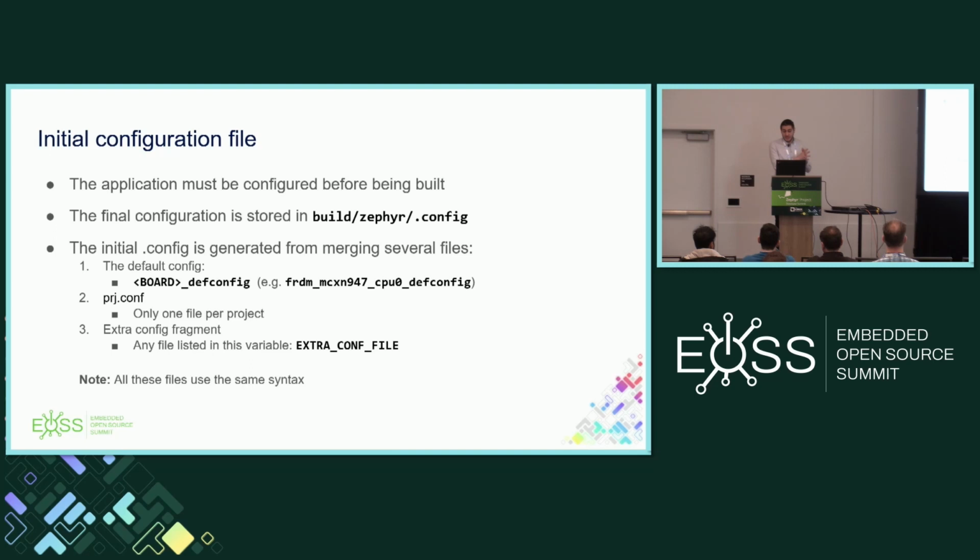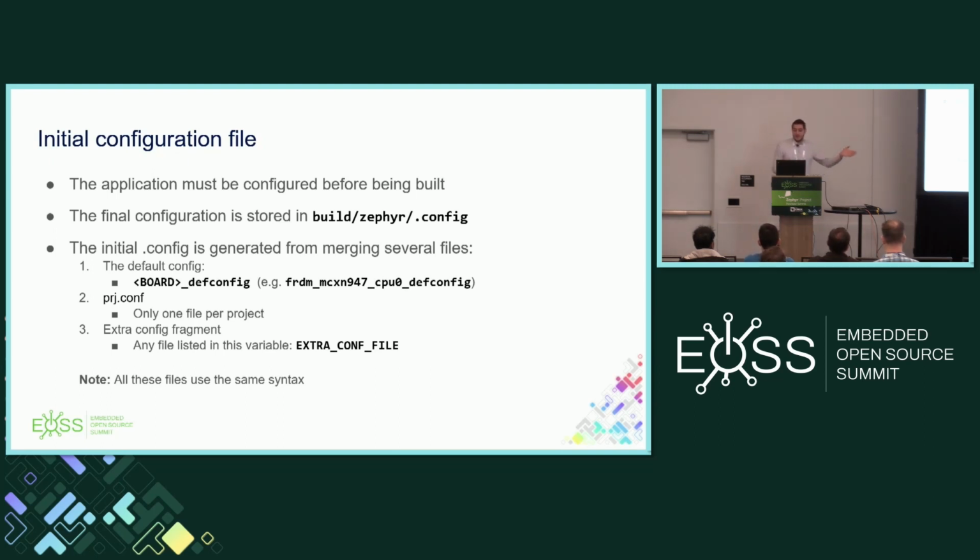So the initial .config is going to be generated at compile time, at the beginning. When you run the compilation of Zephyr, you can look at the log at the beginning. It's saying now I'm going to merge the different files, and I have generated the .config. So what are the different files that it's going to merge? The first one is the main one, called the _defconfig, which is the name of the board _defconfig.